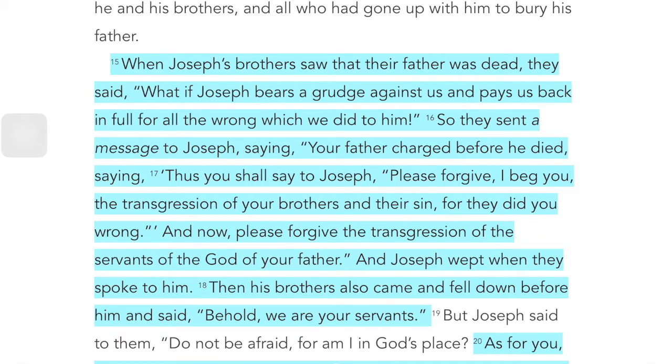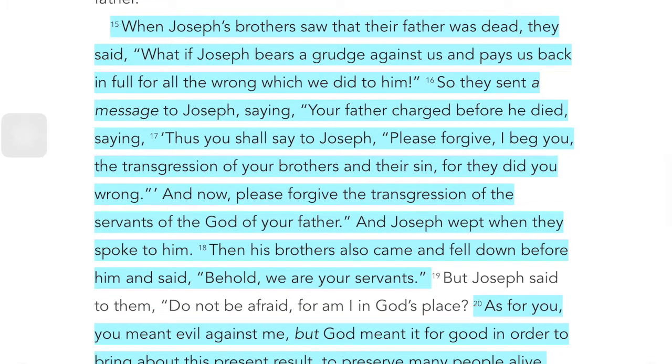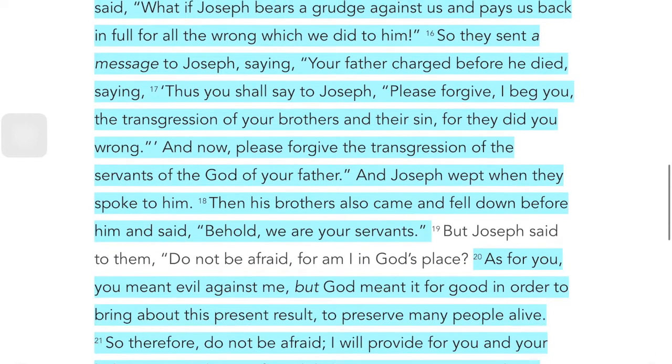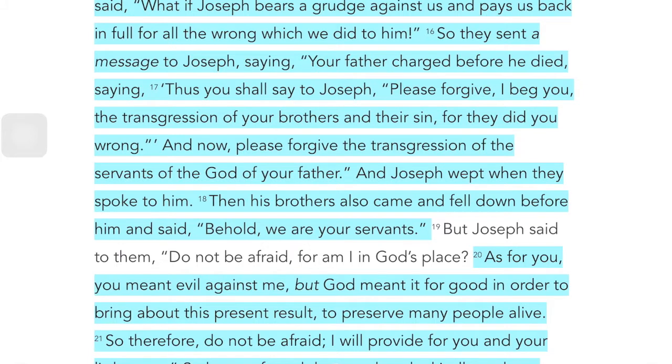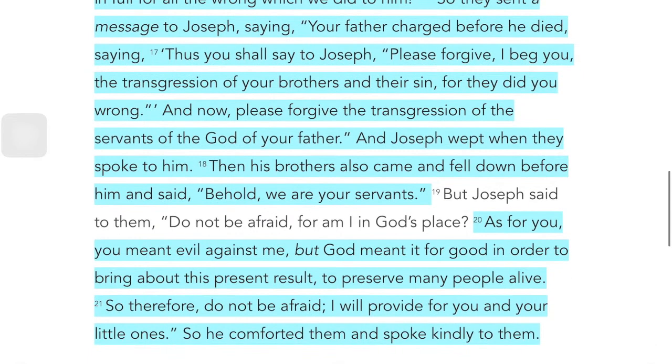When Joseph's brothers saw that their father was dead, they said, "What if Joseph bears a grudge against us and pays us back in full for all the wrong which we did to him?" So they sent a message to Joseph saying, "Your father charged before he died, saying, 'Thus you shall say to Joseph, please forgive, I beg you, the transgression of your brothers and their sin. For they did you wrong.' And now please forgive the transgression of the servants of the God of your father."